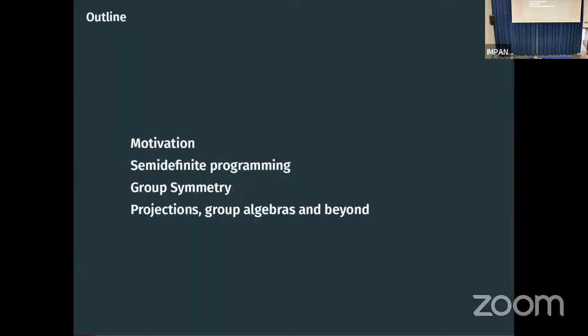So here is a brief outline. I'm going to spend a few minutes giving you a motivation: what is the problem we are trying to solve? Then I'm going to define the tool we are going to solve it with, semi-definite programming. Then I'm going to talk a little bit about group symmetry and what it means that the problem is invariant. And finally, we are going to see how to use this group symmetry in an efficient manner to produce a simplification of the problem.